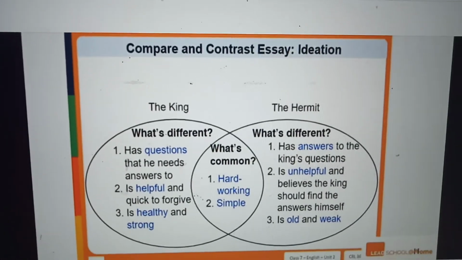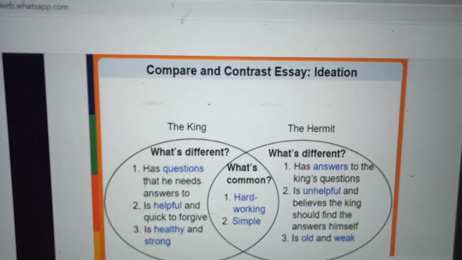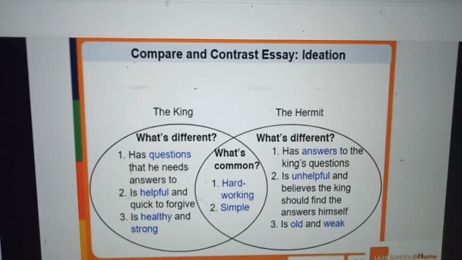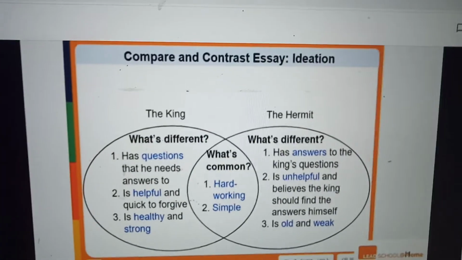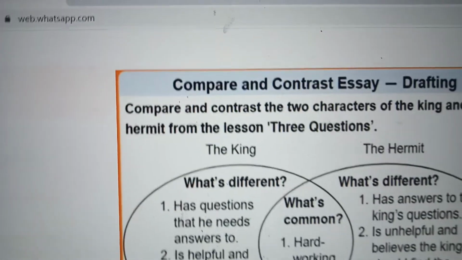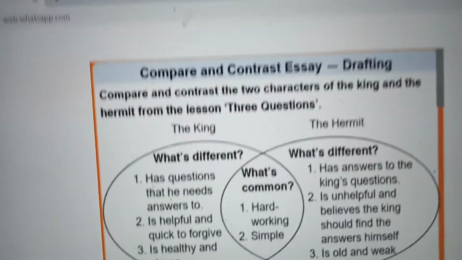Compare and contrast essay. Ideation. Ideation means getting ideas for writing. முதல்ல ideate பண்ணணும், அதுக்கப்புறமா தான் drafting போகணும். So please understand what is ideation. Putting out the points together and bringing out the points, your ideas. Okay, so next thing is you have to draft it.